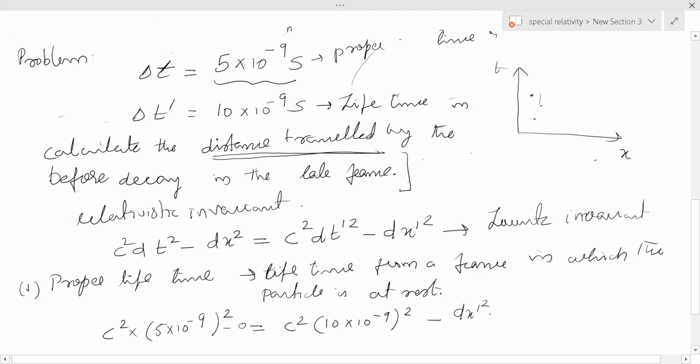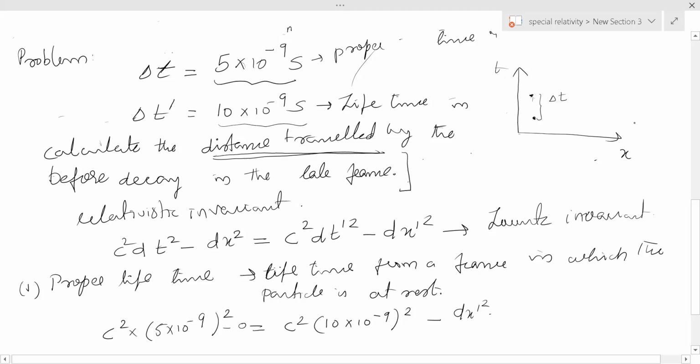This separation is delta t. See, there's only movement in the time direction. The particle in spacetime moves only in the time direction because you are looking at the frame in which this particle is at rest. Now from another frame, you see that the time interval between the same two events is different, 10 into 10 raised to minus 9 seconds.